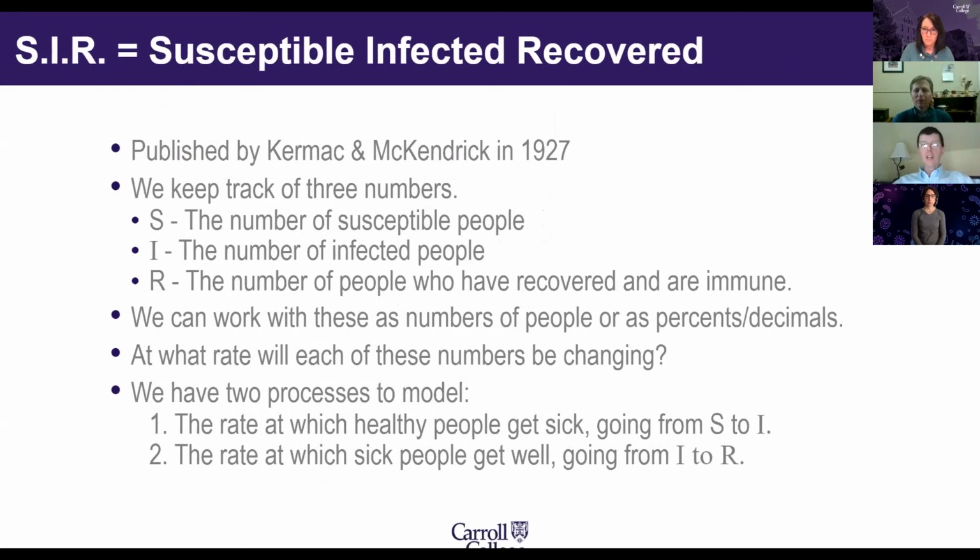This model was first published by a couple of Scottish researchers in 1927, and it has been used a lot. And again, the goal here isn't to predict exactly what happens. That's too hard. The world is big and messy and complicated, but perhaps we can gain some insight into what sorts of things are possible. So we take each person and we put them in one of these categories. And we can do this in terms of raw numbers of people or as percents or decimals. And then the real question is, well, how will these numbers change? How do we decide at what rate people are going to move from susceptible to infected, and then from infected to getting better, to recovered? So that kind of is the heart and soul of the model.